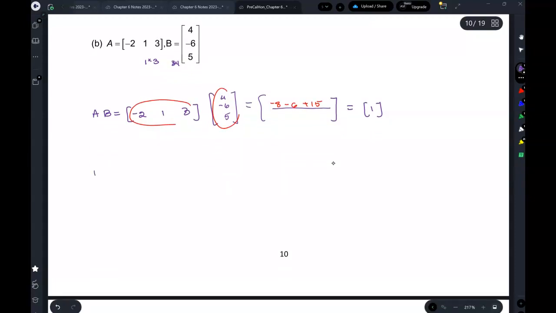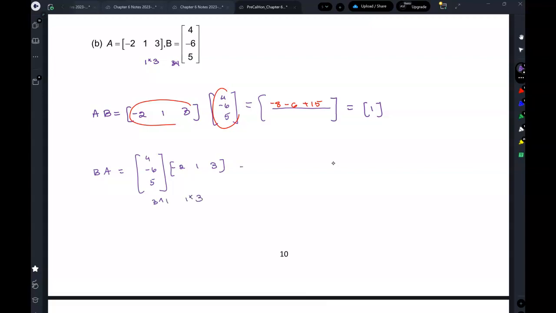Okay, so now let's do B times A. Now I'm going to get 4, negative 6, 5, negative 2, 1, 3. This time, it's a 3 by 1 and a 1 by 3. What am I going to get? A 3 by 3.